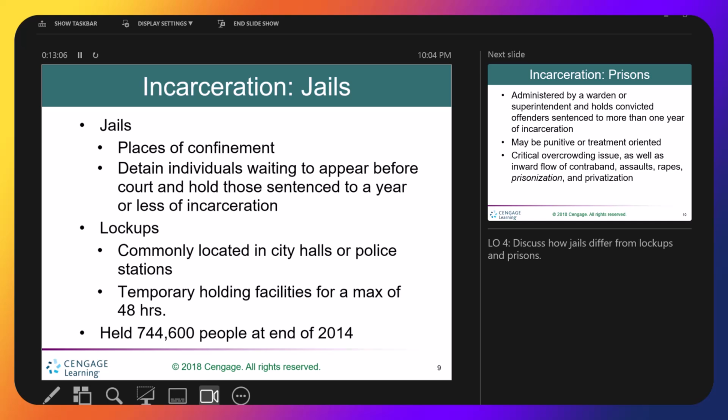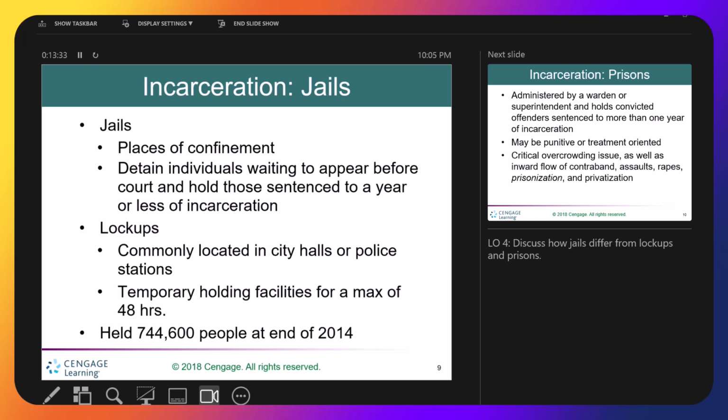Sometimes you may have somebody locked up. I personally have had somebody in one of these lockups. You may have heard this term used, holding cell, while you prepare to interview somebody or do whatever else, but it's temporary. You have temporary holding facilities for a max of 48 hours. And some places in some states and some cities have these.